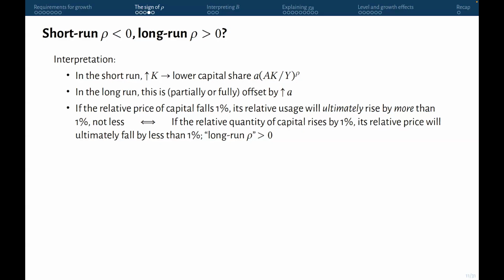What that would imply is that in the short run, if we suddenly have an influx of capital, sure, we have a lower capital share. But in the long run, this is offset by this reorganization of production to make effective use of all this extra capital in a way that doesn't lower its marginal product a lot. So if the relative price of capital falls by 1%, to put this in reverse, we'll figure out ways to make productive use of capital such that we end up using more than 1% more than we were using before.